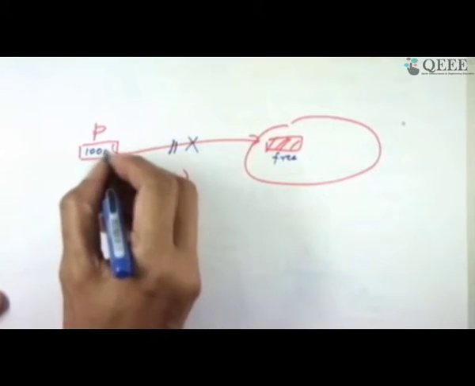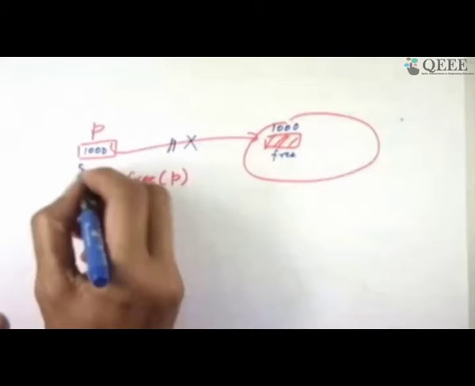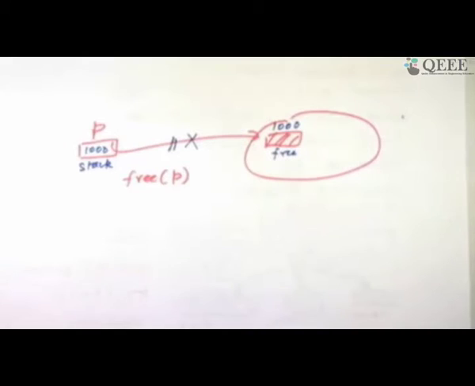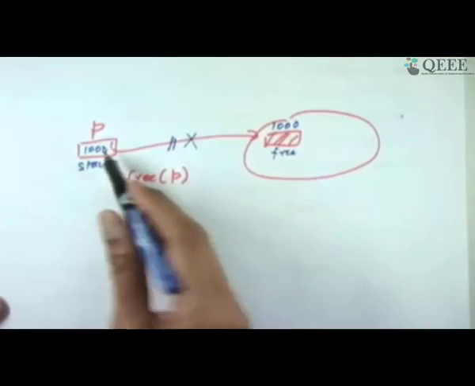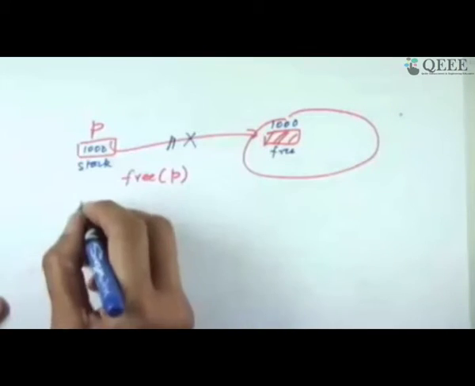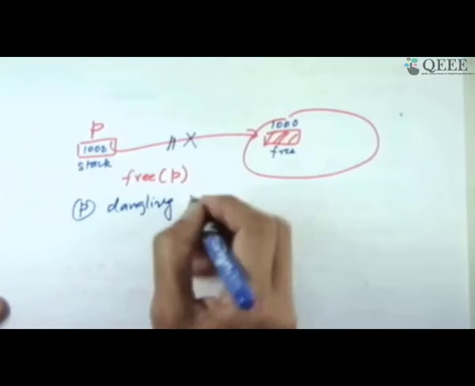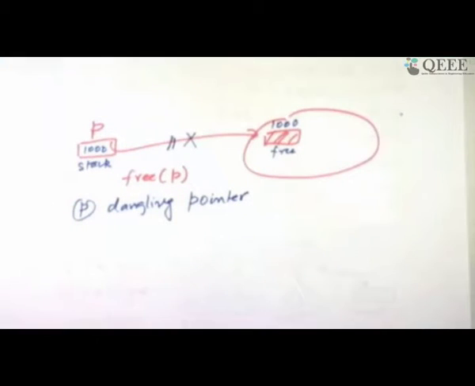However, the address in P continues to be here. If it was 1000, this continues to be 1000. P is not destroyed because P is on the stack. It cannot be destroyed. So after I have done free P, I have this address 1000, but 1000 is not linked to it because I have surrendered it back. Now if I reference P, this P becomes a dangling pointer, a pointer to nowhere, and dereferencing it can actually give you a segmentation fault.